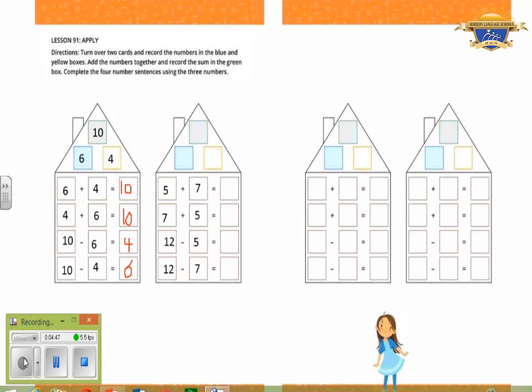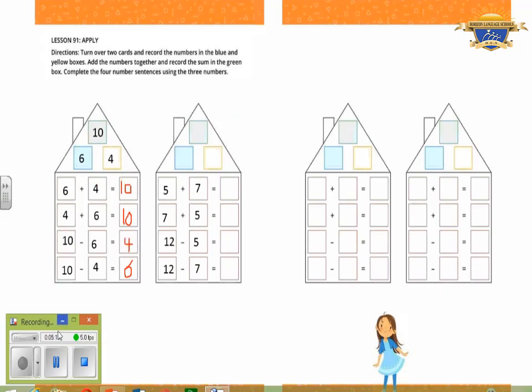So that helps us to notice that addition and subtraction are related to each other. They are the inverse or opposite of each other. These three numbers are part of a family, and mathematicians call them fact families. Repeat that with me, please. Fact families.